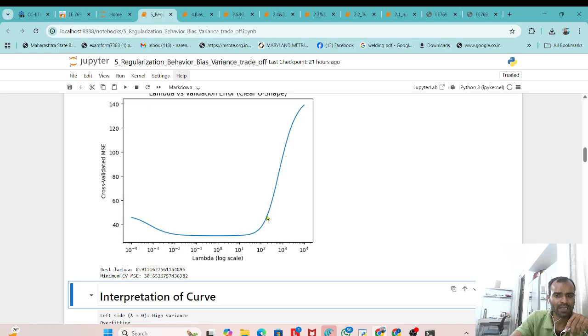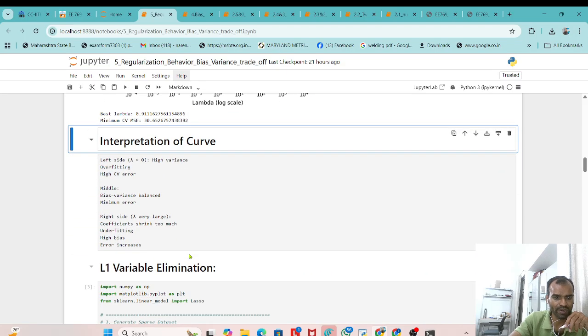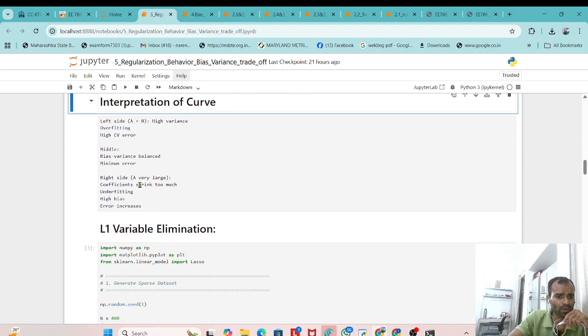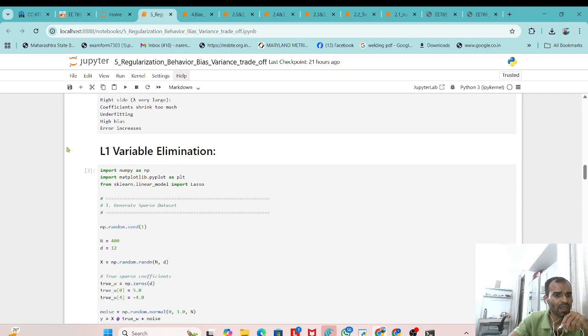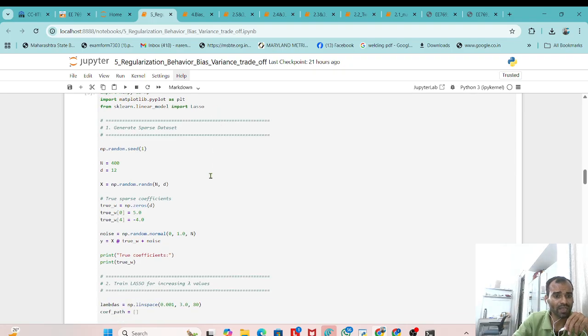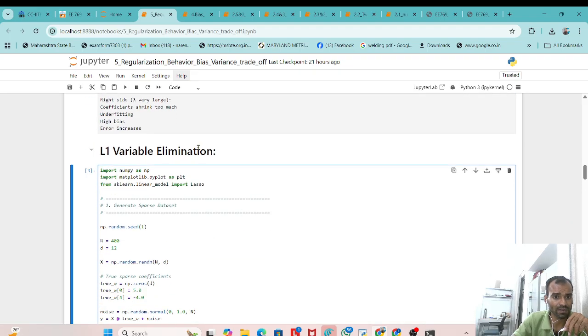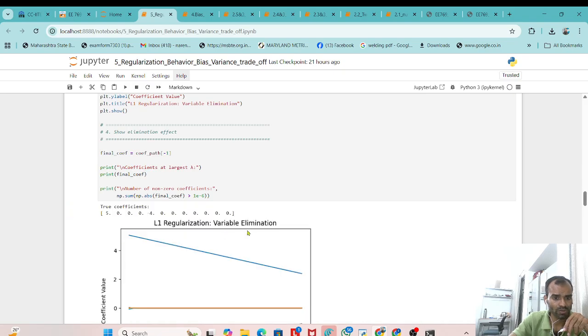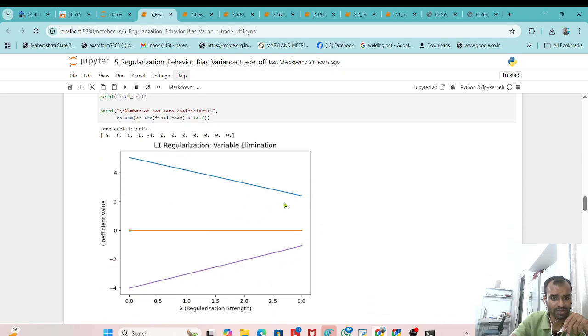If there is high bias and low variance, the model is underfitting. Now on the right side, lambda is very large, so the coefficients shrink too much: underfitting, high bias, and error increases. Now L1 variable elimination. Generally L1 regularization eliminates variables. We have seen these things graphically by running this code, and after running it we will see that the weights are converging.